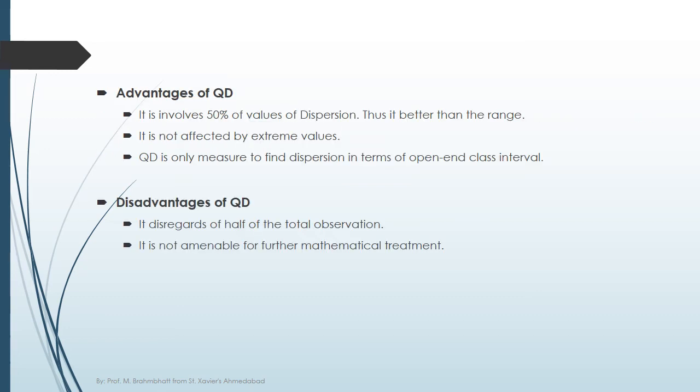The advantages of quartile deviation are: it involves 50% of the values of the distribution. Thus it is better than the range. It is not affected by the extreme values, because it involves only the middle 50% of the values. QD is the only measure to find the dispersion in the case of open-ended class intervals.